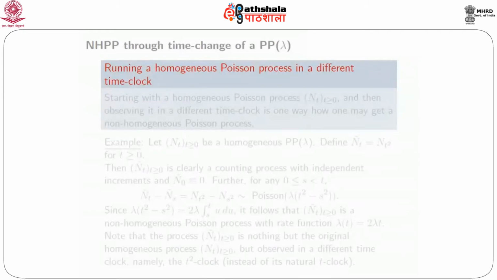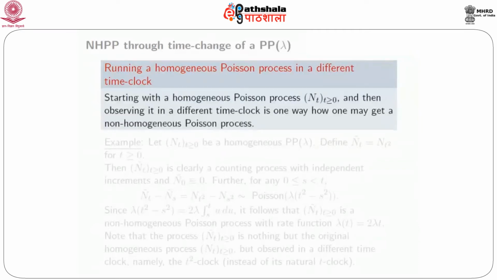So let's understand this. Essentially, you run a homogeneous Poisson process, but run it in a different time clock. We'll explain what it means. So starting with a homogeneous Poisson process N(t), but then observing it in a different time clock is one way how one can get a non-homogeneous Poisson process. So let's start with an example.